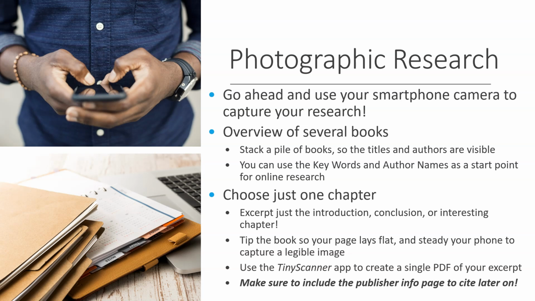Using an app like Tiny Scanner will help you create a PDF: you take 20 pictures and then you save it as a PDF. So you just have the one file. And then do not forget to take pictures that include the title and publishing information page. This is the page that has the title of the book, the author, the editor, the volume, the edition, whatever it may be, the date that it was published, who it was published by. It has all of that information that you will need in the Works Cited.